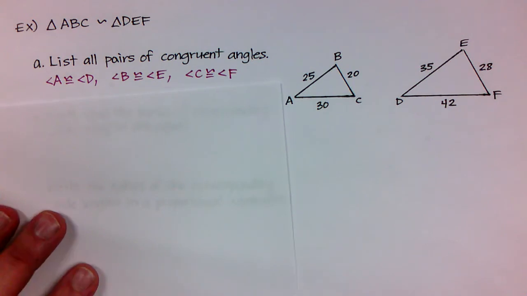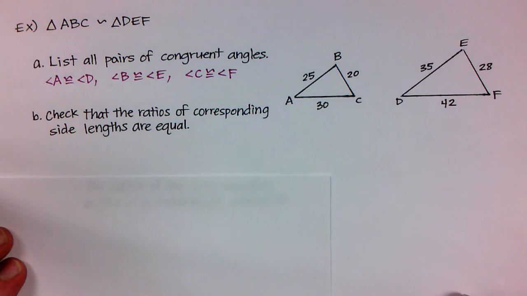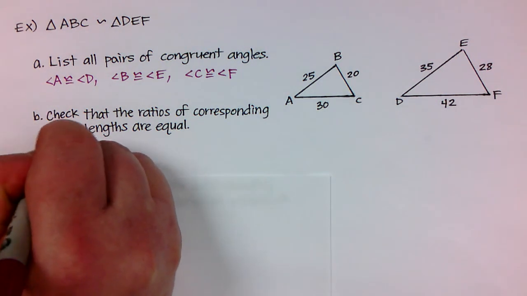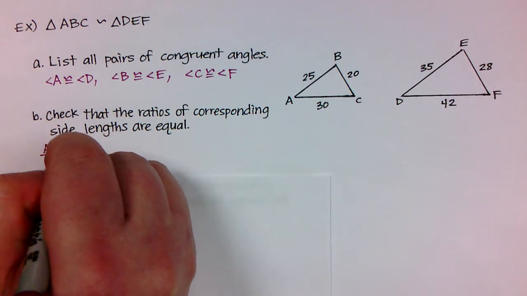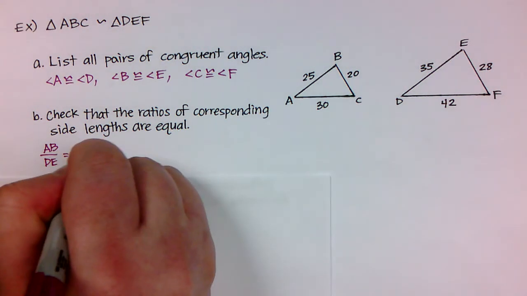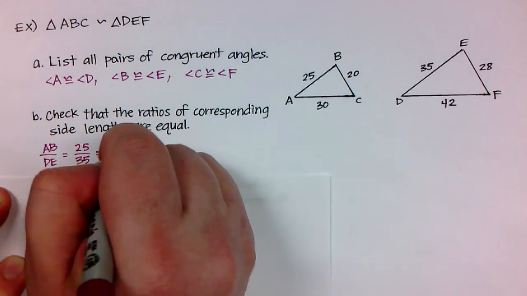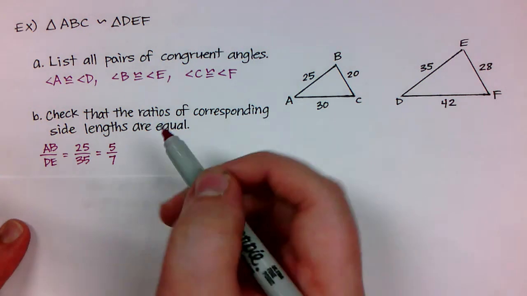The second part that it's asking me is to check that the ratios of corresponding side lengths are equal. So this is where we're going to do a little bit of math. The first one that I'm going to check is AB, that length, compared to DE. The length of AB is 25. The length of DE is 35. And when I simplify both of those by dividing by 5 on top and bottom, I'm going to get the fraction 5/7, or the ratio of 5/7.